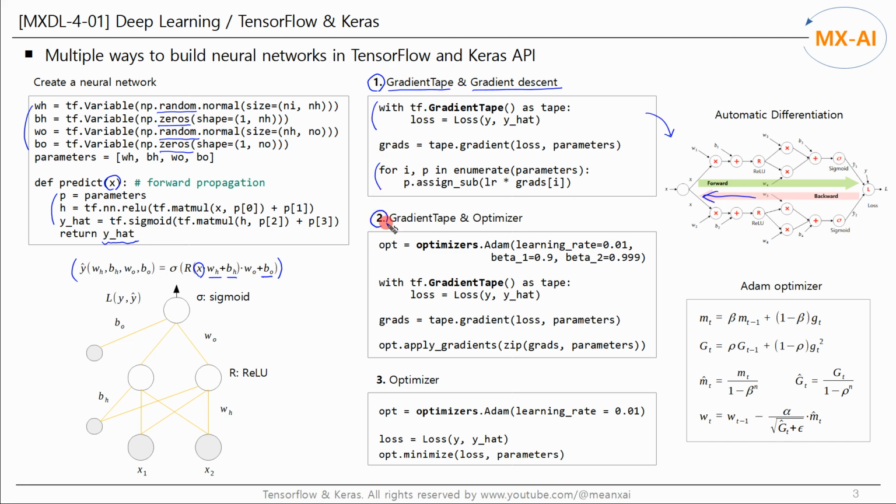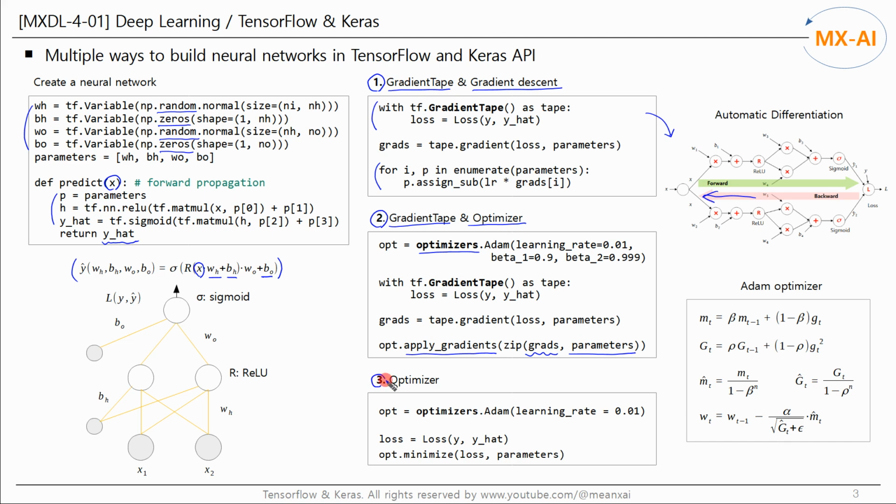The second method is to use gradient tape and the optimizer. We looked at optimizers in detail in the second series. When you create an optimizer and use its apply gradients function, each parameter is updated using the gradients obtained with gradient tape. This allows you to improve the performance of the neural network by applying various optimizers to the above code.